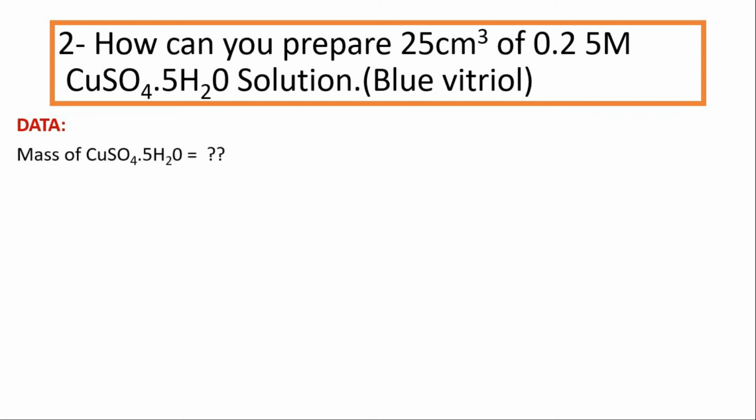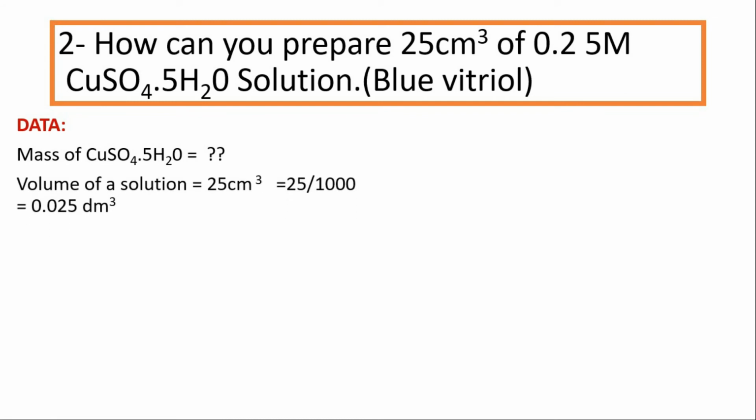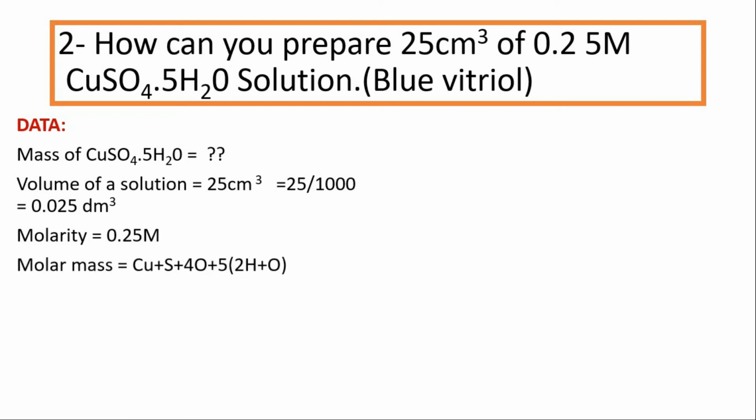Data: mass of pentahydrated copper sulfate we don't know and the volume of a solution is 25 cm³. So we will convert it by dividing by 1000 and we get the answer 0.025 dm³. Now molarity is 0.25 and the molar mass of copper sulfate, not only the copper sulfate, whole pentahydrated copper sulfate is 249.5 gram per mole. Students, we have already calculated the molar mass of copper sulfate in unit 1.